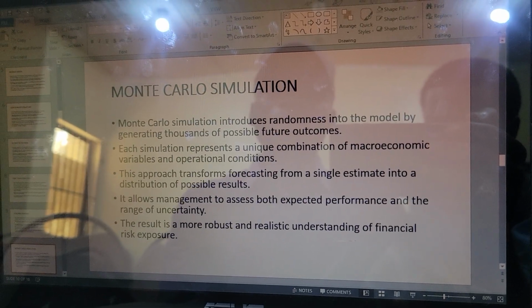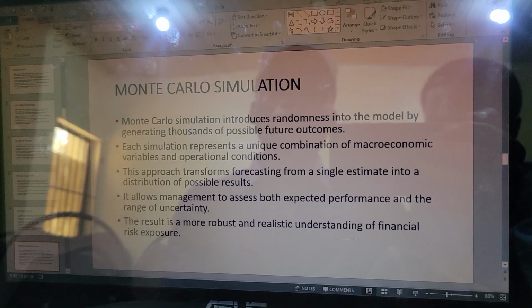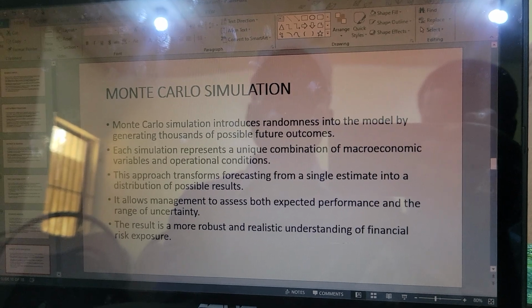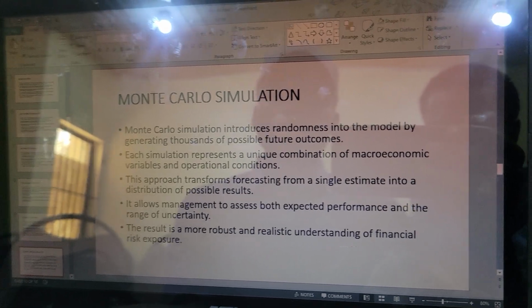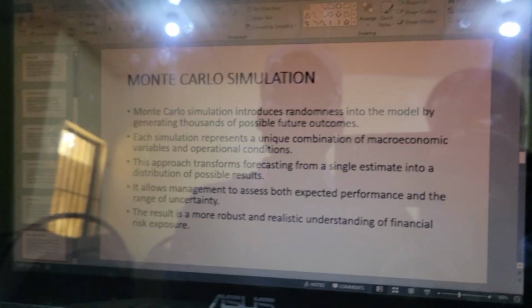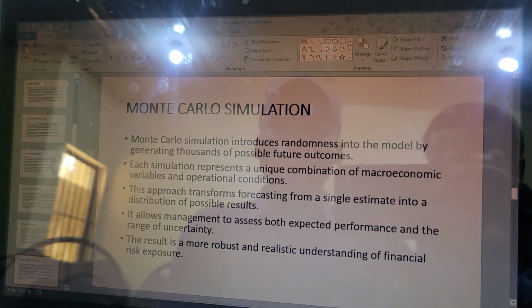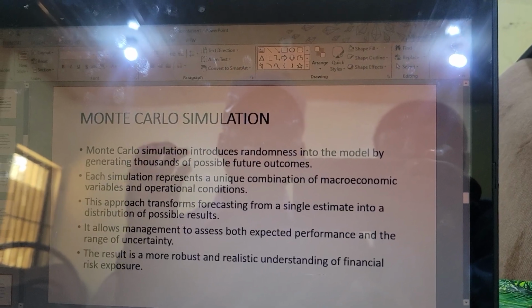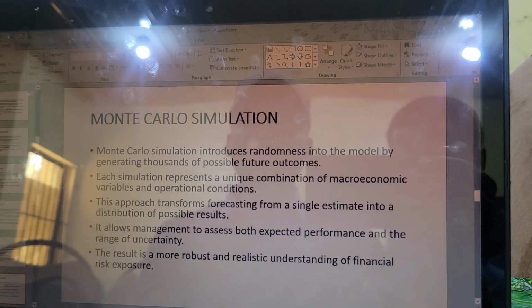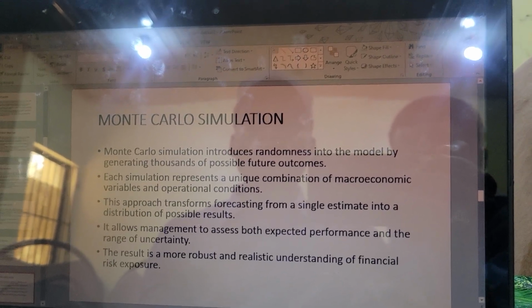Monte Carlo simulation. The Monte Carlo simulation introduces randomness into the model by generating thousands of possible future outcomes. Each simulation represents a unique combination of macroeconomic variables and operational conditions. This approach transforms the forecasting from a single estimate into a distribution of possible results.